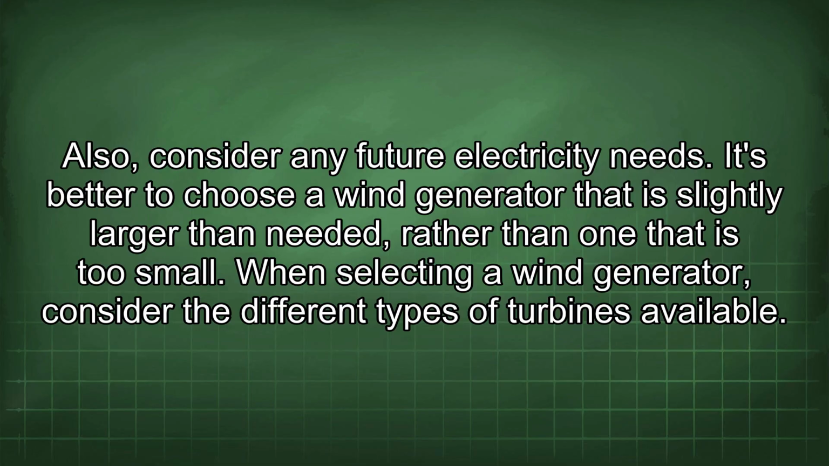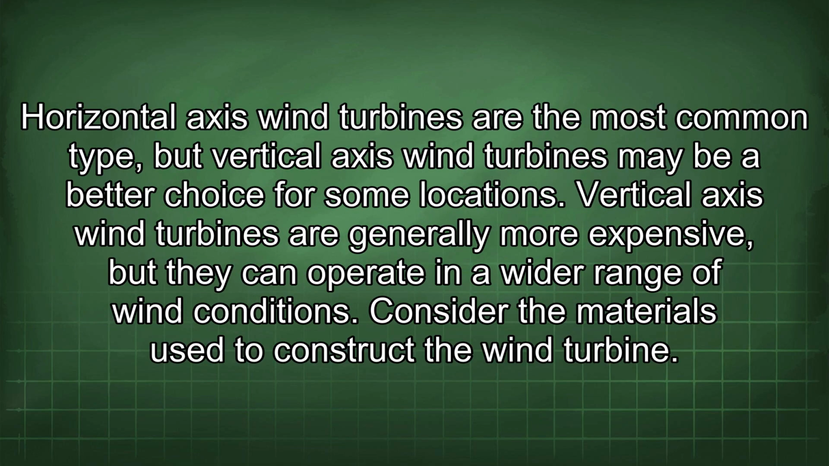When selecting a wind generator, consider the different types of turbines available. Horizontal axis wind turbines are the most common type, but vertical axis wind turbines may be a better choice for some locations. Vertical axis wind turbines are generally more expensive, but they can operate in a wider range of wind conditions. Consider the materials used to construct the wind turbine.